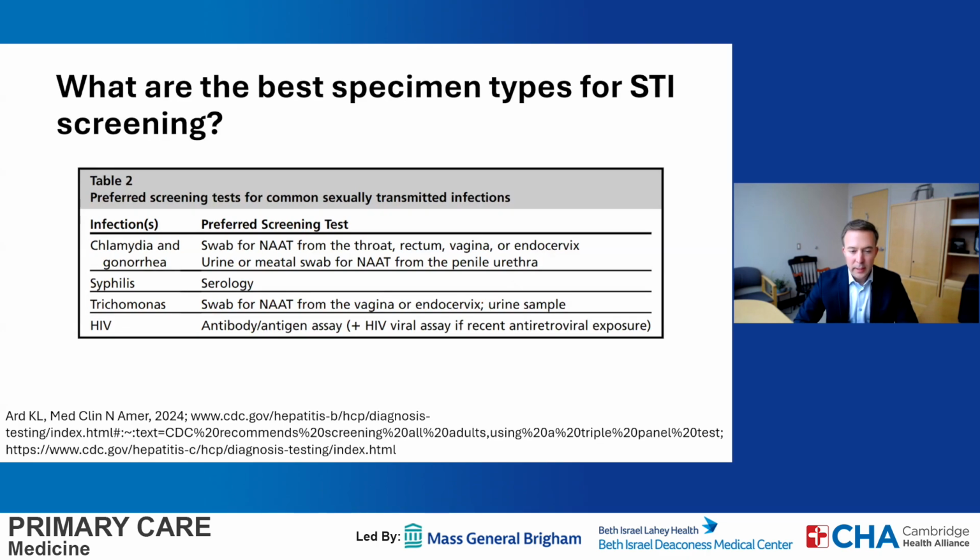For trichomonas, the preferred test is also a nucleic acid amplification test from the vagina or the endocervix. A urine sample is also possible. And then, of course, for HIV, an antibody antigen assay is preferred for screening because this catches many recent infections in addition to chronic established infections. There is a newer concern that if someone has had recent antiretroviral exposure, such as through post-exposure prophylaxis or pre-exposure prophylaxis, then in some scenarios you may want to send an HIV RNA assay as well, and I can say more about that if people have questions later.